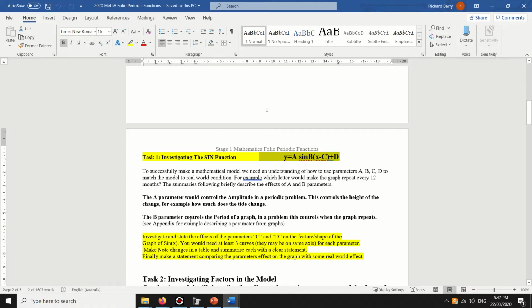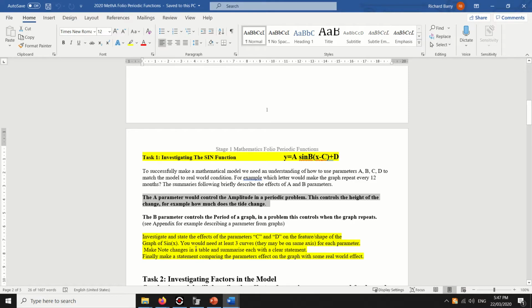Your first task is to spend maybe a page on each of the other 2 letters, the C and the D, and explain how they affect the graph. Maybe at the end you might make a little summary about what that might mean for a mathematical model.